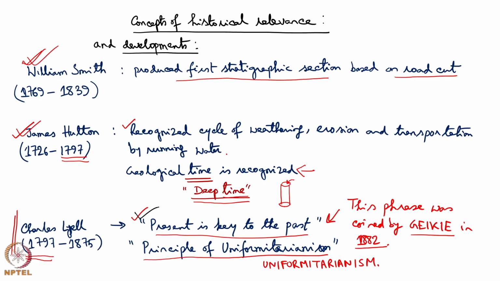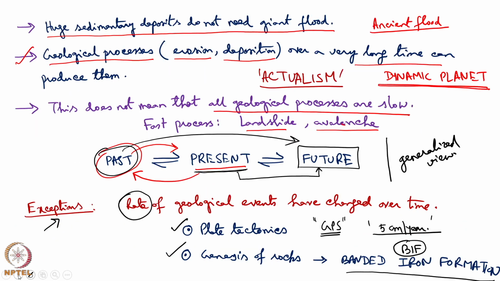Charles Lyell's principle: present is key to the past. The two facts, plate tectonics, where the rate of movement of the plates has changed, and the genesis of certain rocks, have altered. There are other exceptions. For example, if you look at the evolution of plants and animals, many plants and animals got extinct over the course of geological time. Now, those extinct animals cannot be found living in the present. So, in that case, present is not key to the past.